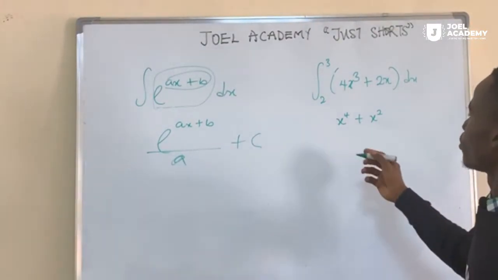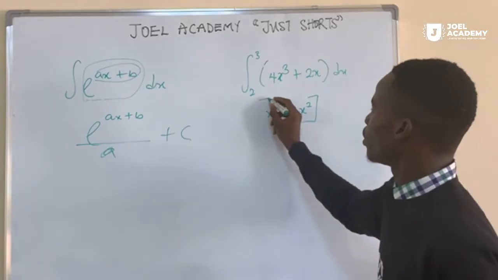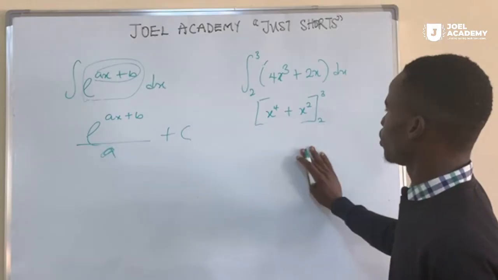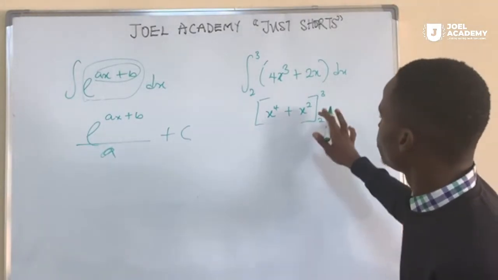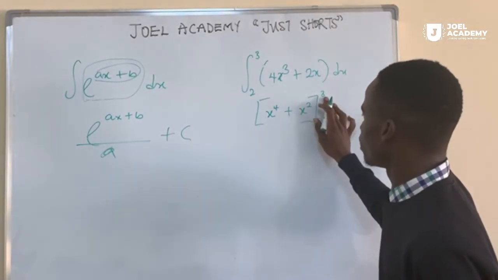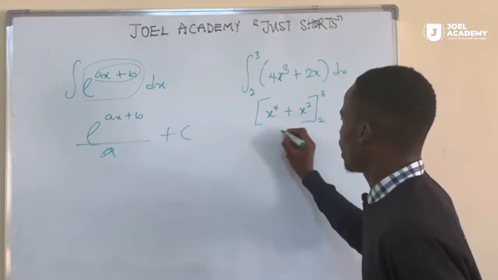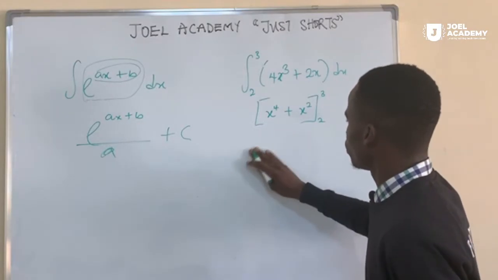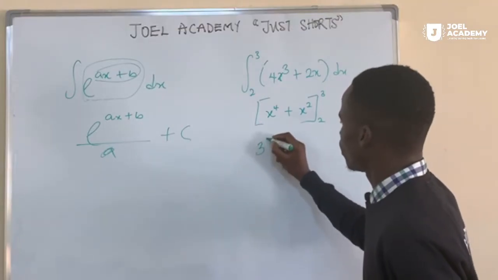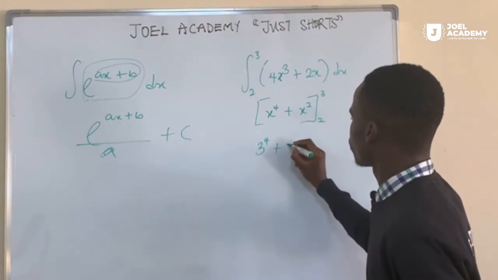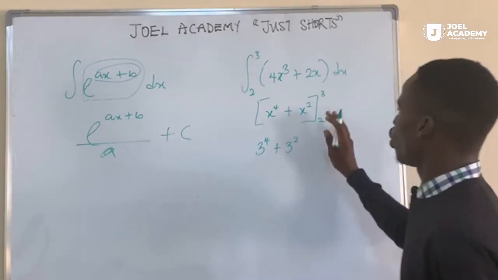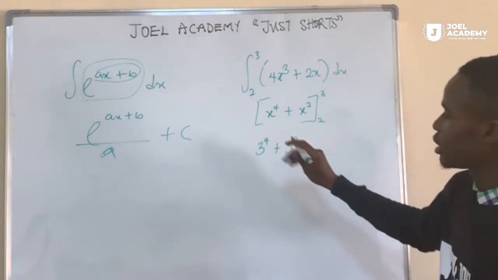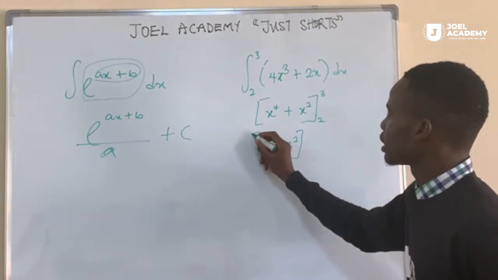Okay, so now, after doing this, we have what? Our upper limit, which is 3, and our lower limit, which is 2. So in place of x, we put the upper limit and then the lower limit. Now in place of x, we put 3, plus 3 raised to power 2. So we are done substituting for the upper limit. So let's put this in a bracket.